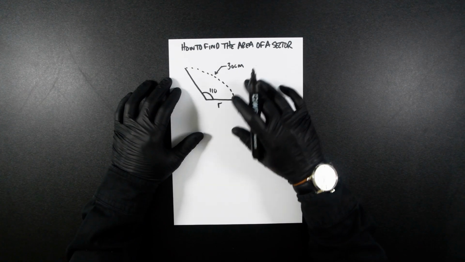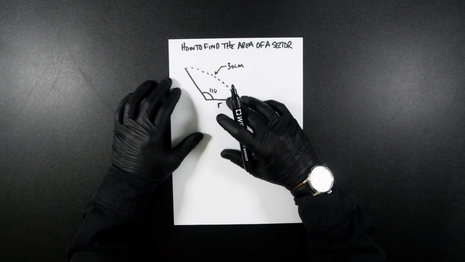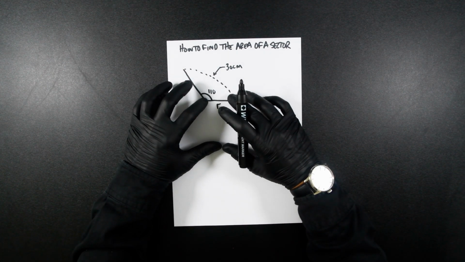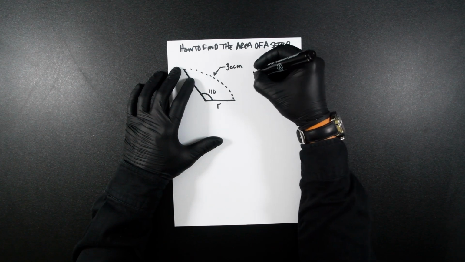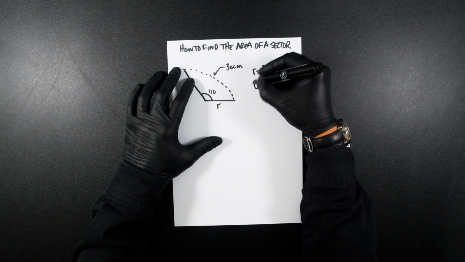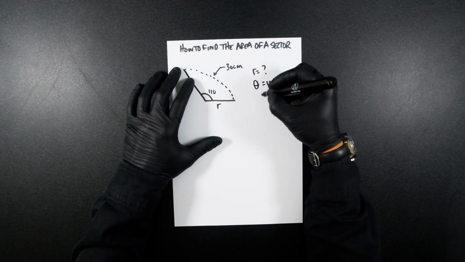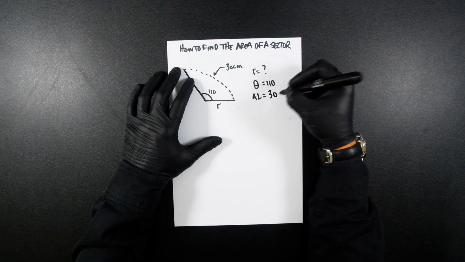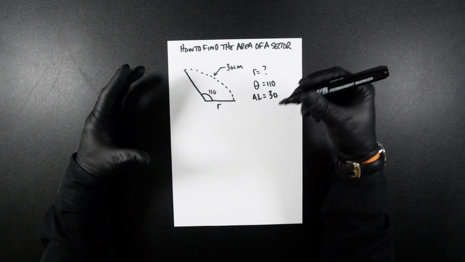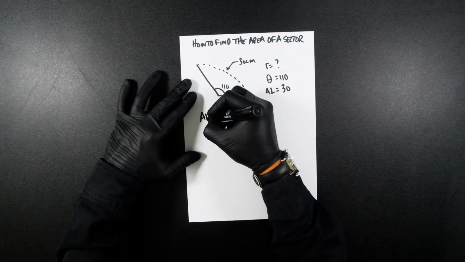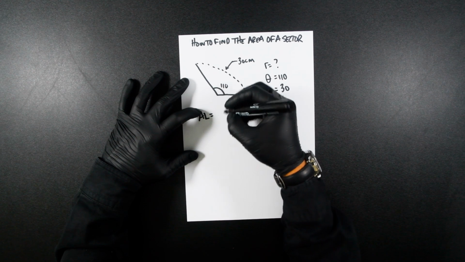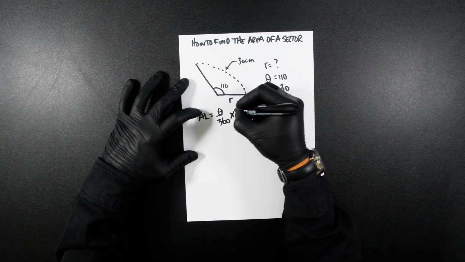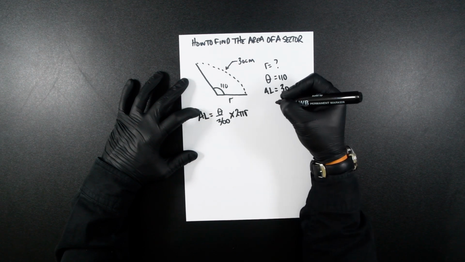In this problem, they haven't given us the radius, and in your problem, they might not have given you the arc length or the angle, but it's all the same. So r, we don't know. Theta is 110, and let's say the arc length is going to be 30. The formula for the arc length, normally represented as an L, is theta over 360 times 2 pi r.